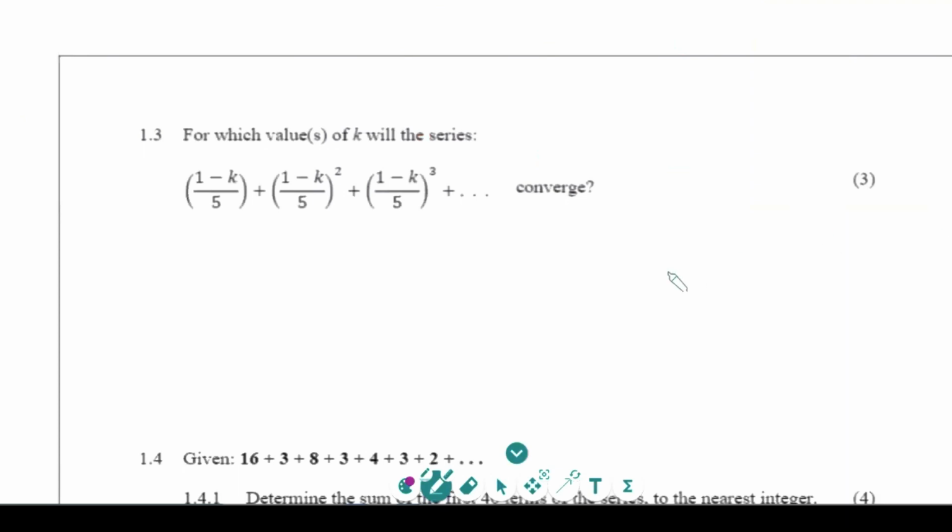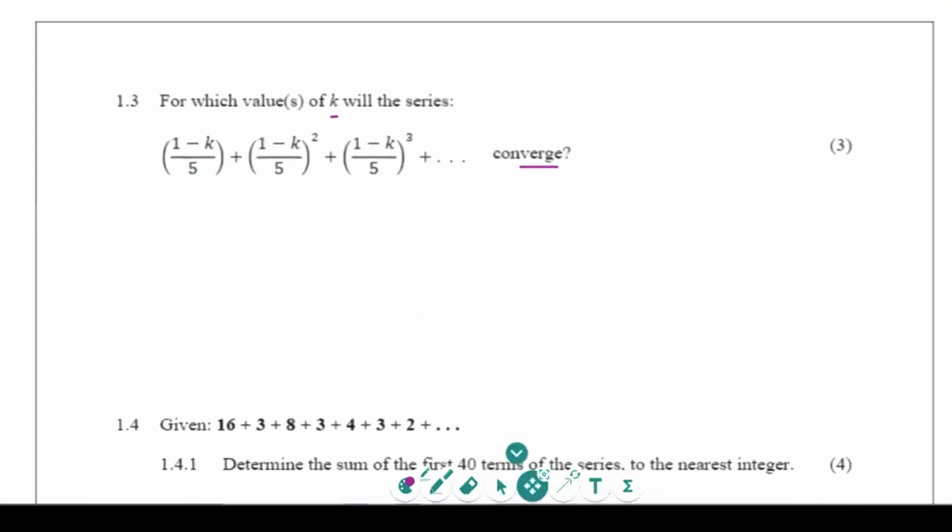And then next, 1.3. They're asking us for which values of k this series will converge. So before we can answer the question, we need to know that for any series to converge, there is a condition that must be fulfilled. And that condition is that negative 1 is less than the common ratio, and the common ratio is less than positive 1. So in any case, we need to determine what our common ratio is.